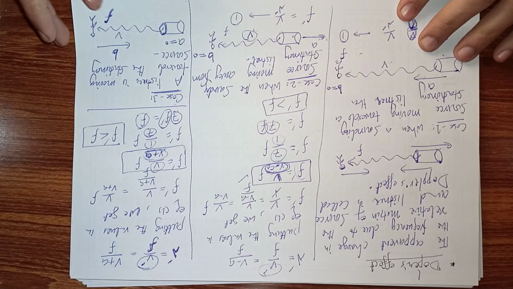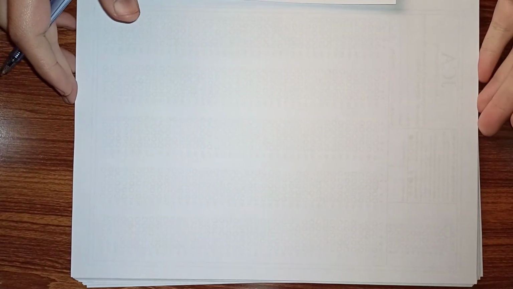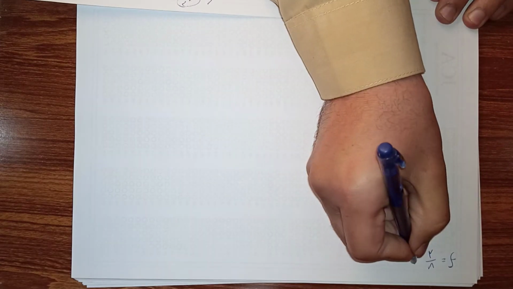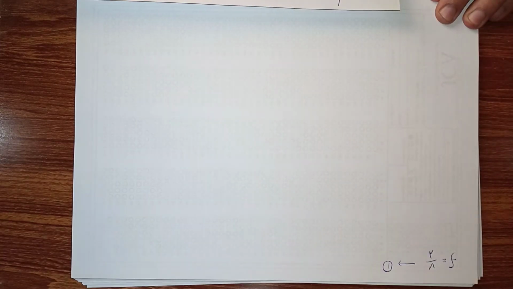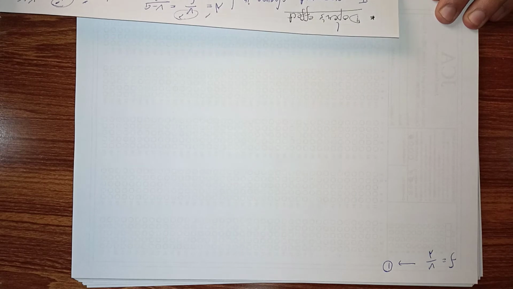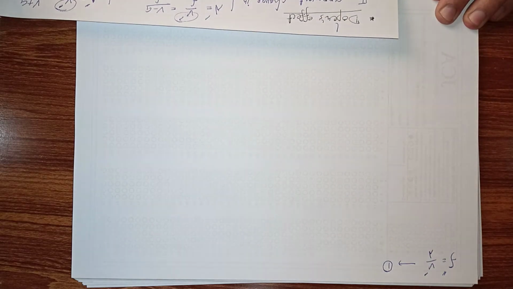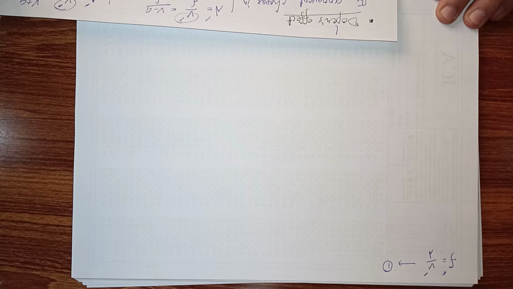I'm turning the page. Now look at the inner page. The equation is f is equal to v by lambda. This is labeled equation number 1. In equation number 1, we notice that the speed and the frequency both are directly proportional. But I place a double prime on the frequency. Why? Because to differentiate the motion of source and listener.